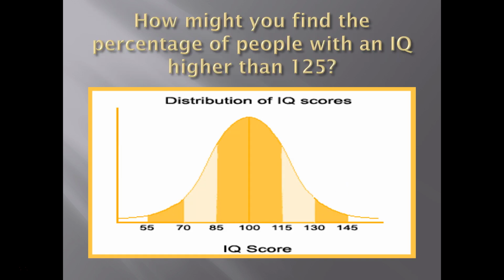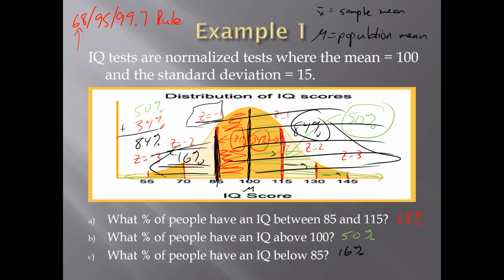Alright, so now let's consider this question here. It says, how might you find the percentage of people with an IQ higher than 125? So let's go back to the previous slide. What I just asked you was people who had an IQ between 85 and 115. Another question was people have an IQ above 100. What percent of people have an IQ below 85? That's this one right here again.